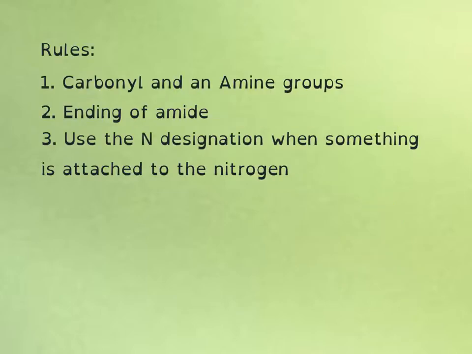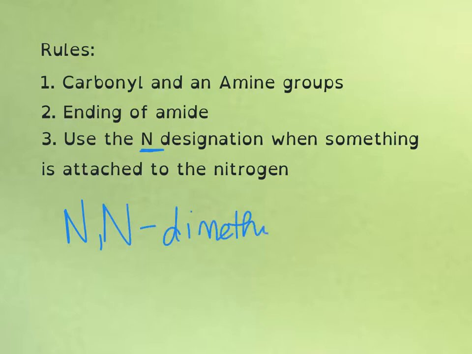So here are the rules. Again, we have two parts. We have the carbonyl and we have the amine group. And the ending for the name is going to be amide. When you have more than one thing attached to the nitrogen, you're going to use the N designation again. So it would be N, and then maybe you have dimethyl because you have two methyl groups attached to that amine or amide, the other nitrogen piece.